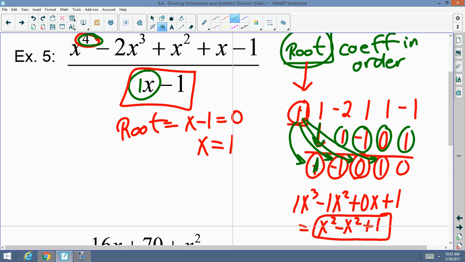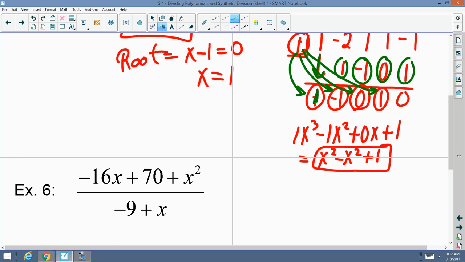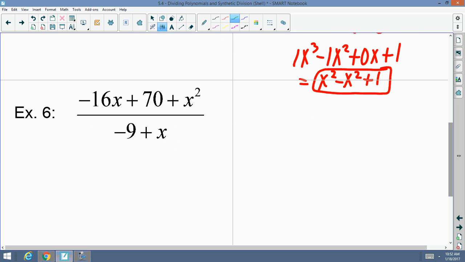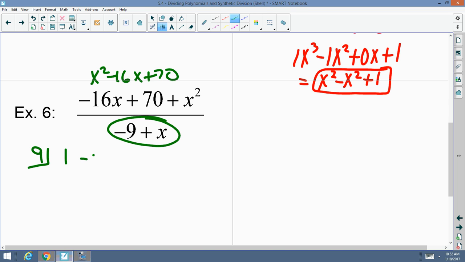You with me? Okay. Let's look at this bad boy. First of all, what's my root going to be? Set the denominator equal to 0, guys. What's my root going to be? 9. Okay, now I got to write all the coefficients in standard form. So in standard form, this would be x squared minus 16x plus 70. So I have a 1, a negative 16, and a 70.